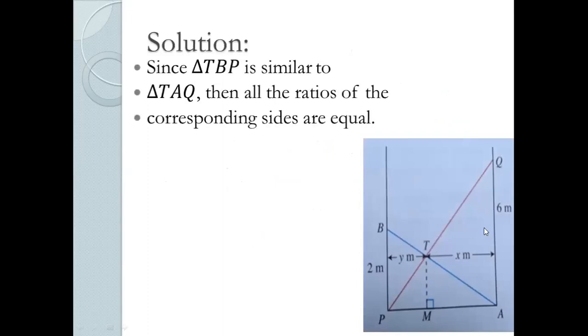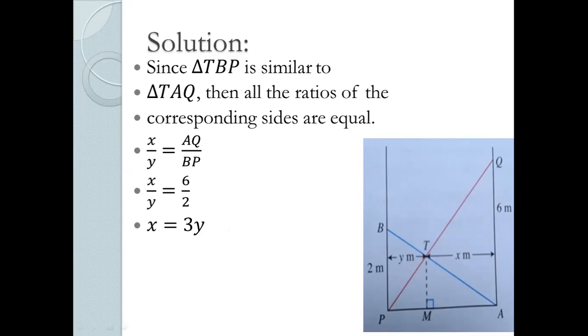Since triangle TBP is similar to triangle TAQ, all the ratios of the corresponding sides are equal. So x upon y is equal to AQ upon BP. We'll substitute the values of AQ and BP. We'll have x upon y equals 6 upon 2. When we simplify this, x is equal to 3y. We have got the value of x, which is 3y.